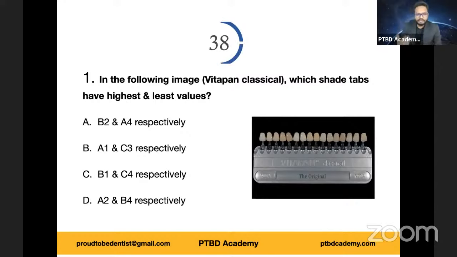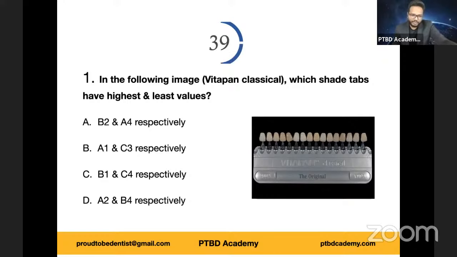So as we discussed early morning, the Vita Classic shade tabs arrangement is based on hues. We have groups A, B, C, D based on hues, and then in each group, the shade tabs are arranged based on value 1 to 4, right? So I'm sure you might have observed this shade tab, and also you can see the image for the same. So which one has highest and least values? Value, we're talking about grayscale, we're talking about lighter and darker shade. So I'm giving you the hints.